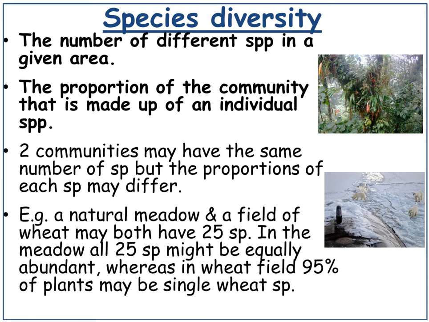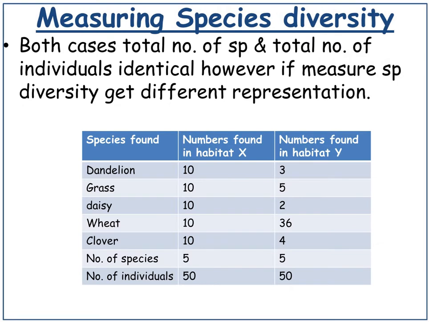As an example of this, a natural meadow and a field of wheat may both have 25 species, but in the meadow, all 25 species might be equally abundant, whereas in the wheat field, 95% of the plants may be a single wheat species. So in both cases, the total number of species and the total number of individuals are identical. However, if we measure the species diversity, we get a different representation.